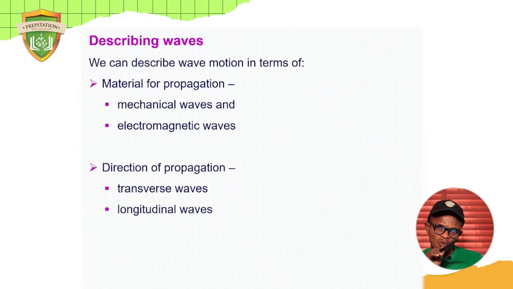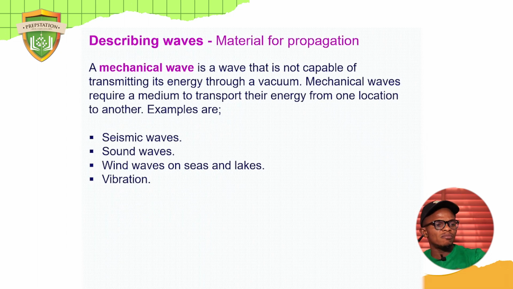So, description of waves under material for propagation, I'll be talking about two items. Number 1, mechanical waves, and electromagnetic waves. Then description in terms of direction of propagation, I'll be talking about two as well. Okay, number 1, transverse waves, and number 2, longitudinal waves. Now, let me take it from the first one.